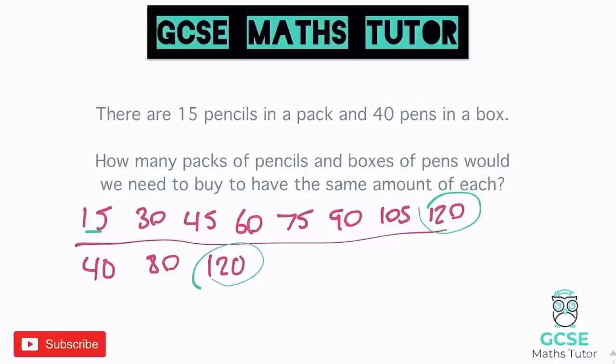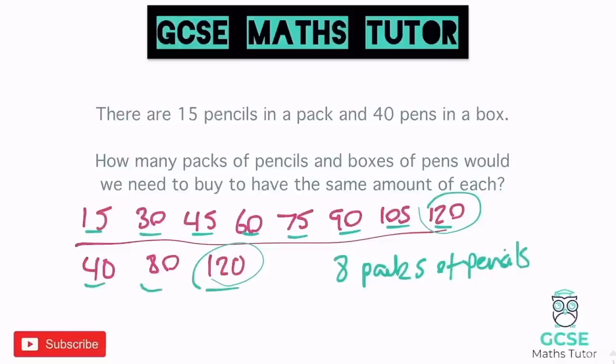We've got 1, 2, 3, 4, 5, 6, 7, 8. That was the pencils, so that's 8 packs of pencils. 8 packs of pencils, and below there we have 1, 2, 3, 3 boxes of pens. Okay, so just remember to read the question there, what's it actually asking for in the final step, even though we were looking at lowest common multiple for that one. Let's have a look at the next one.